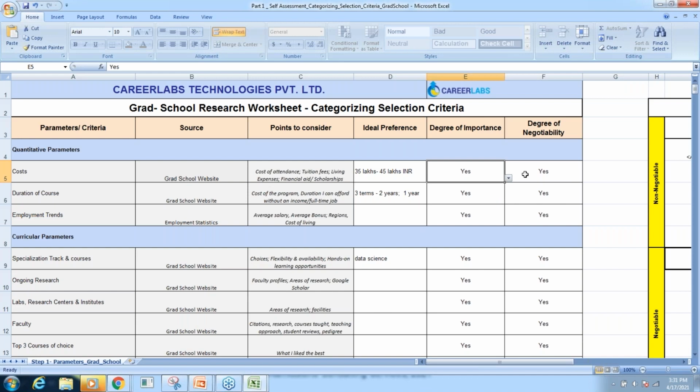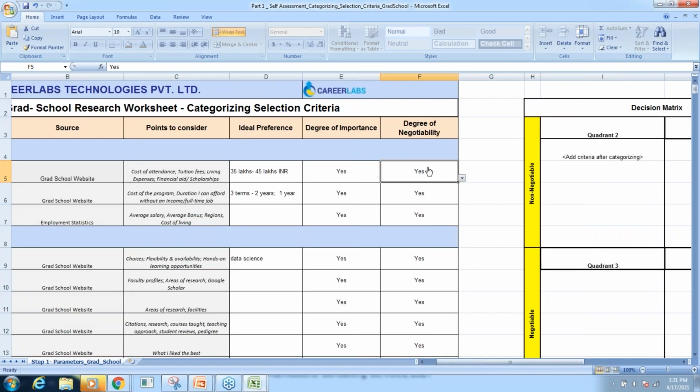Okay. And then you say, how do I negotiate it? So meaning, are you willing to change that 45 lakhs to something else? So are you willing to say, what does this mean? If I say yes, what does it mean? It means that yes, 45 lakhs can become 55 lakhs. Okay. Or 35 lakhs can become something else. Yeah, I'm willing to negotiate on this range. Okay.